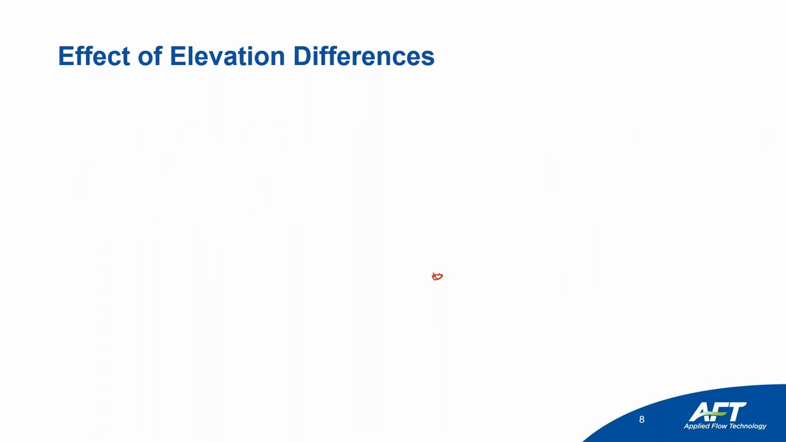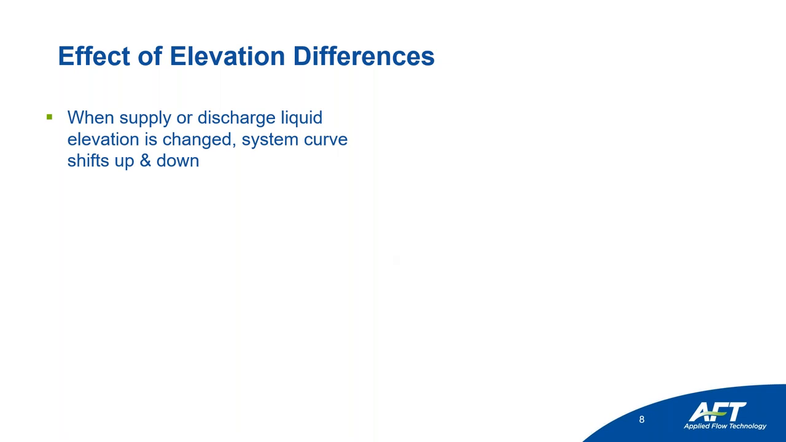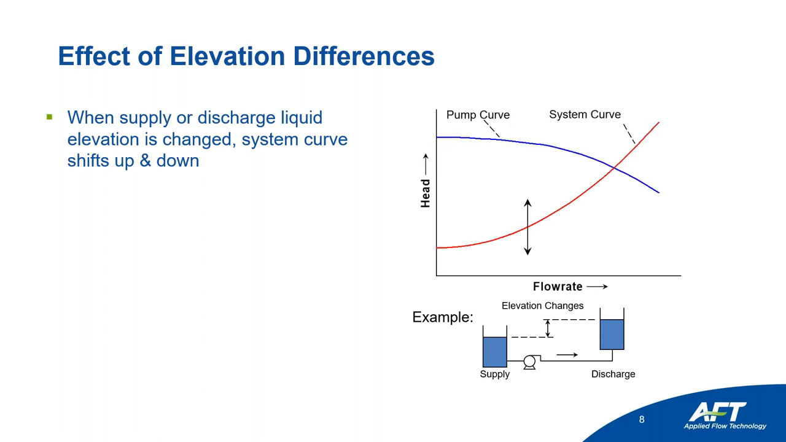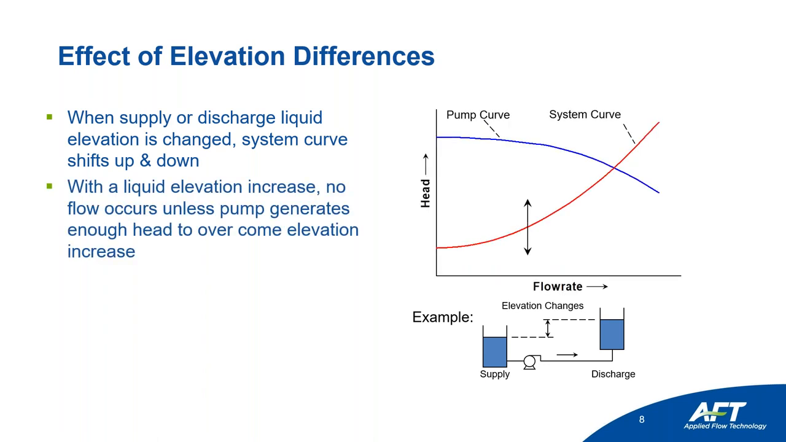Now let's talk about a static dominated system. When you have elevation differences, the supply or discharge elevation is changing, that's where your system curve could shift up and down. So here's an example of what that looks like. I have a supply tank which has a liquid elevation lower than the discharge tank. So that difference in liquid level is my static head. So in order to generate any flow at all through your system, your pump has to be able to generate at least this much head rise to start generating any flow.